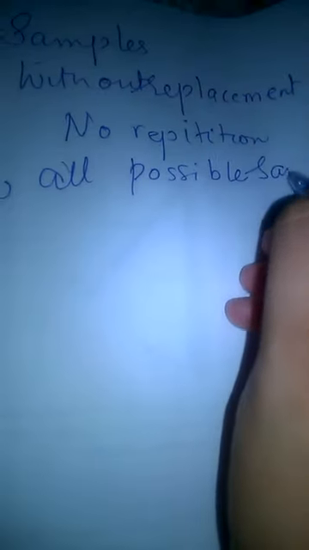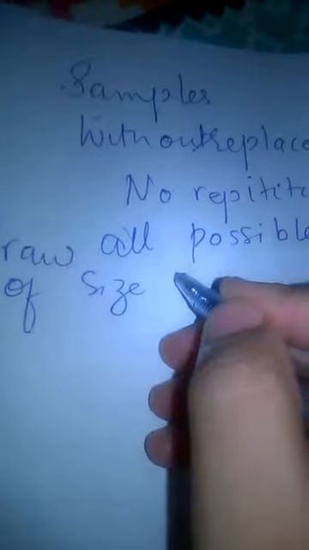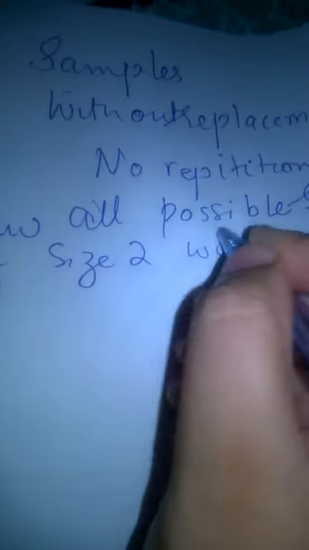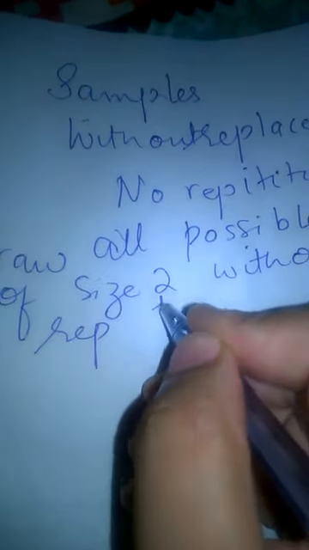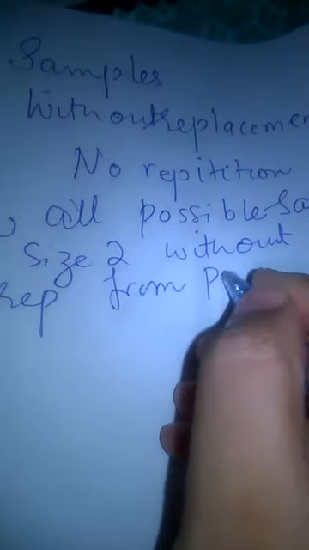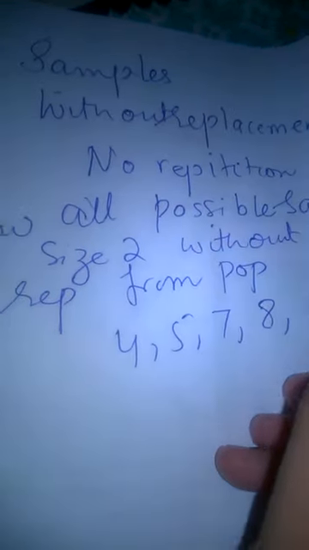Let's discuss an example. Draw all possible samples of size 2 without replacement from population 4, 5, 7, 8 and 10.